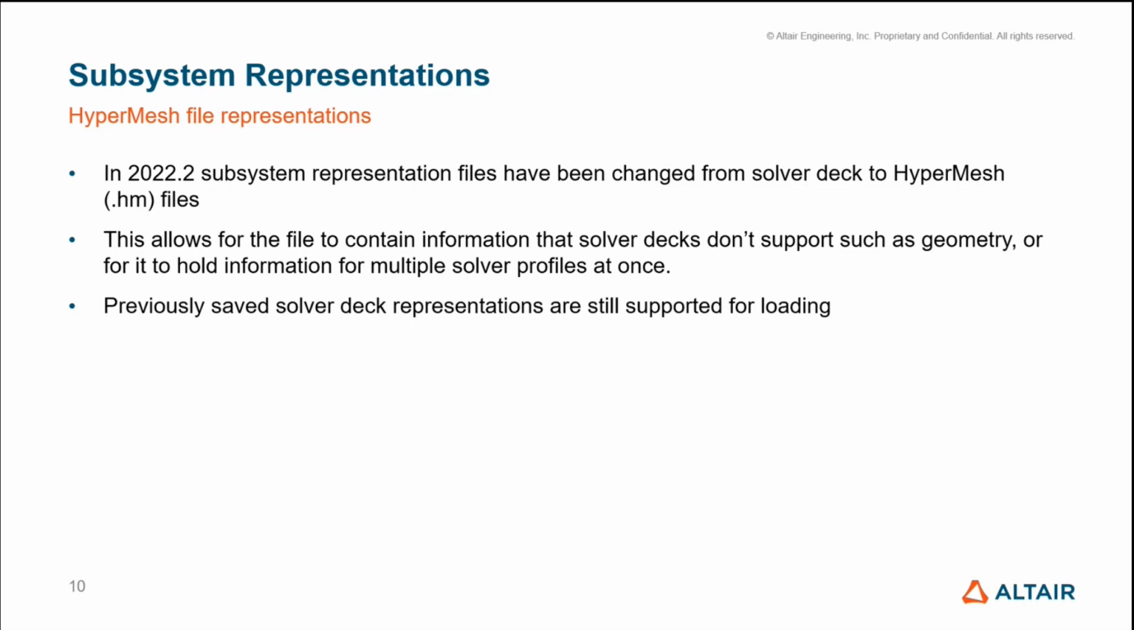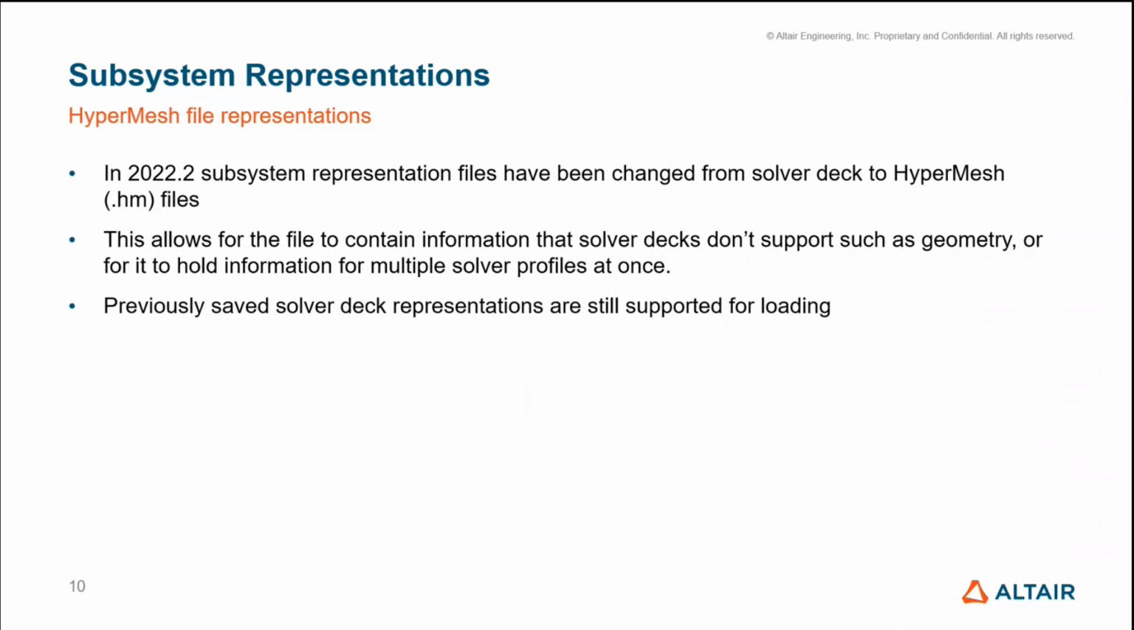So it allows for the hypermesh file to contain information that solver decks don't support, such as geometry. It also allows the hypermesh file to contain information for multiple solver profiles at once. Obviously, if you write out an OptiStruct deck, it's only got OptiStruct information in it, whereas a hypermesh file can contain information about Radioss and OptiStruct at the same time. So the hypermesh representation allows the subsystem to own multiple solver profile information at the same time, kind of trending towards this kind of engineering modeling philosophy.